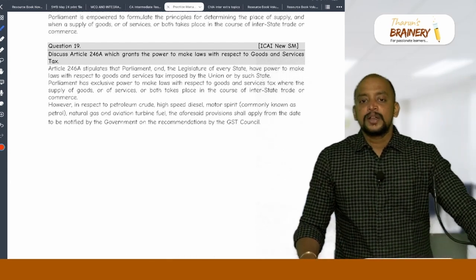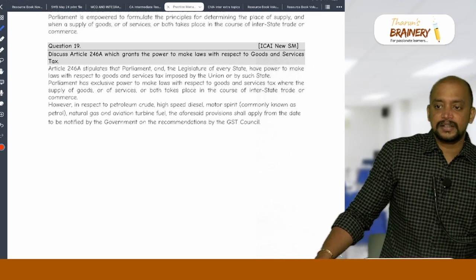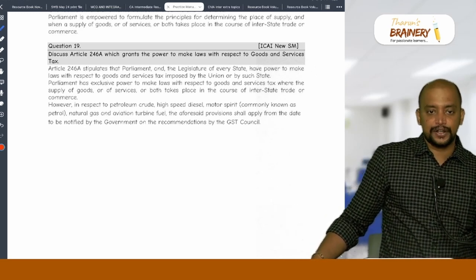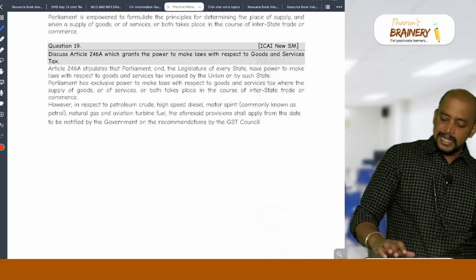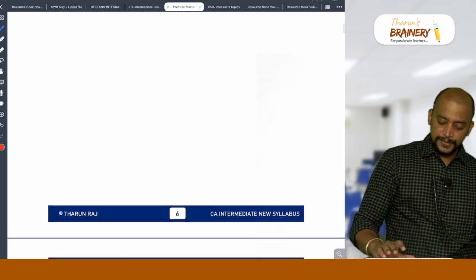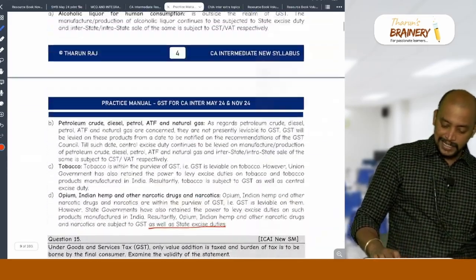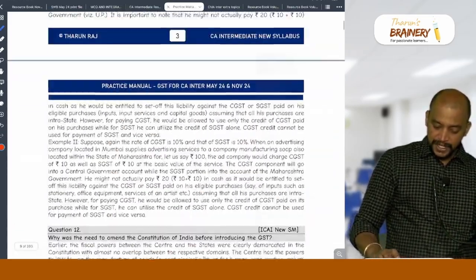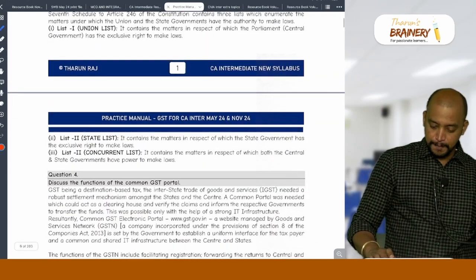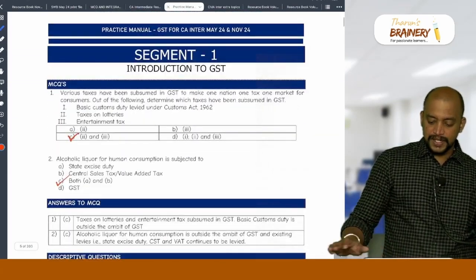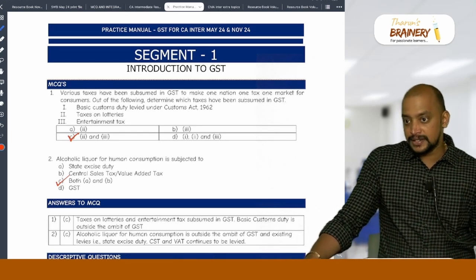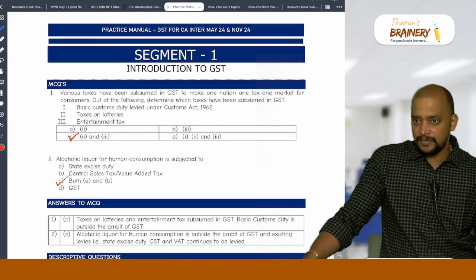Then discuss Article 246A, which grants power to make law with respect to GST. Already we have seen both central government and state government have power. Accordingly, they have brought in this Article 246A of the Constitution. Got it? And question number 19 also you mark as important. Already you have marked question number 14, na? Then question number 10. So, these are the three theory questions which might be asked in the exam, which are important.